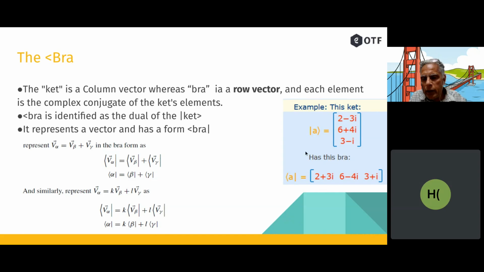So here Ket A is transposed to Bra A, and Bra A equals 2 plus 3i. So you can see the i, because it's an imaginary number, 2 minus 3i is a complex number. 2 plus 3i is the complex conjugate of it. 6 plus 4i similarly becomes 6 minus 4i. 3i becomes minus 3i. So you take an individual element's complex conjugate and represent it as a Bra.